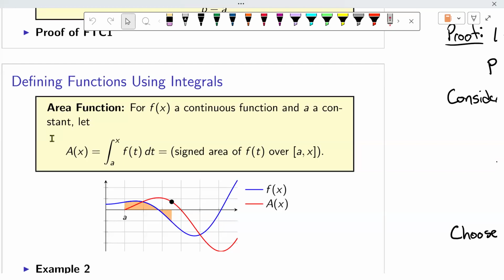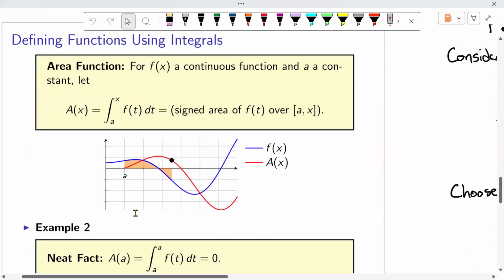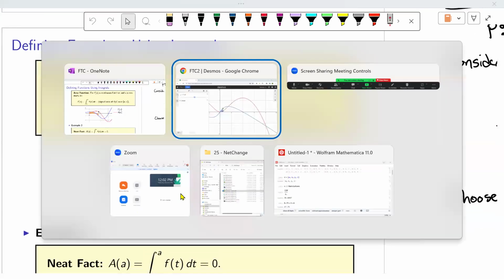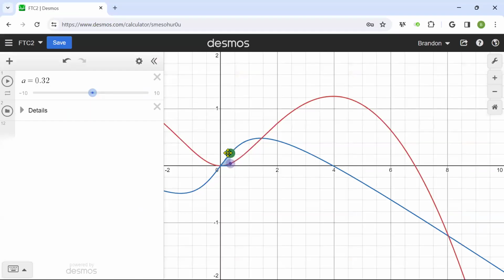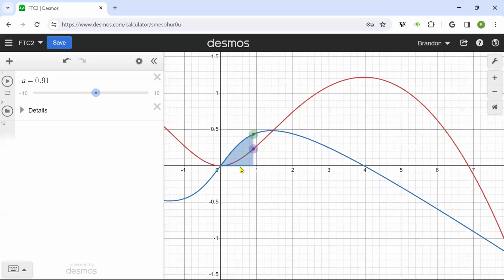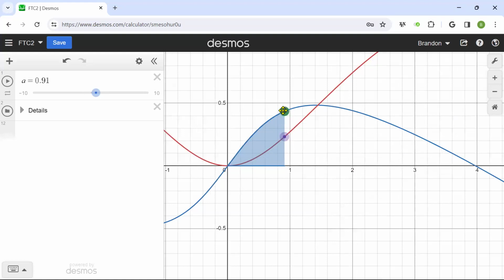So an area function is a function that you get from integrating another function. And I have a picture here that kind of shows it, but I have a Desmos animation that I think is a little bit better. So here I have this blue curve here. And what I can do is I can compute the signed area here between the blue curve and this interval here. Do you see that nice shaded region there? Yeah, right there. Now the question is, what is the area of this region?